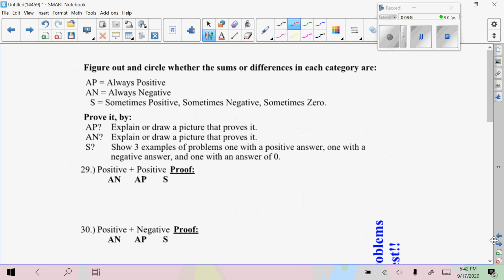Okay, so figure out and circle whether the sums or differences in each category are always positive, always negative, or sometimes. And it says prove it, but we're going to skip that today. So just pick your choice, and then we can check your answers. So a positive plus a positive is always negative, always positive, or sometimes positive, sometimes negative? That would be always positive. And your proof would be things like this: no matter what two positives you add, you're going to get a positive. All right, so go ahead and do the rest of them and see if you get them right.